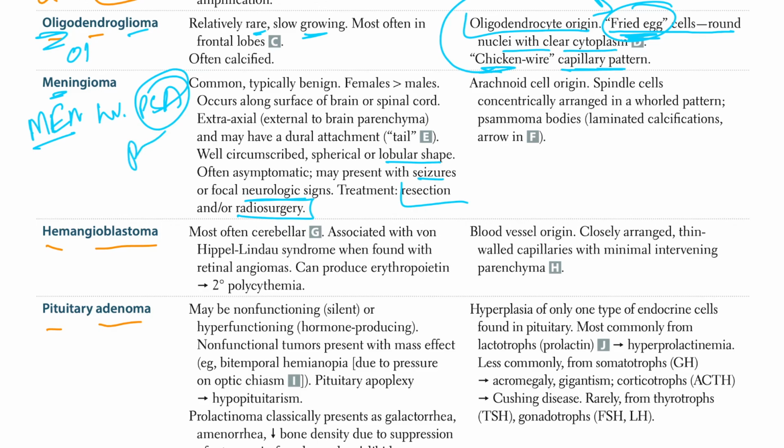That's a normal thing. I mean, not normal, but a common thing to see in males. So that's the mnemonic: men for meningioma have PSA problems. What is a PSA now? P is for psammoma bodies. S is going to be for spindle cells, and PSA for, again, arachnoid cell origin. PSA for men, meningioma. And that's going to be all for meningioma.